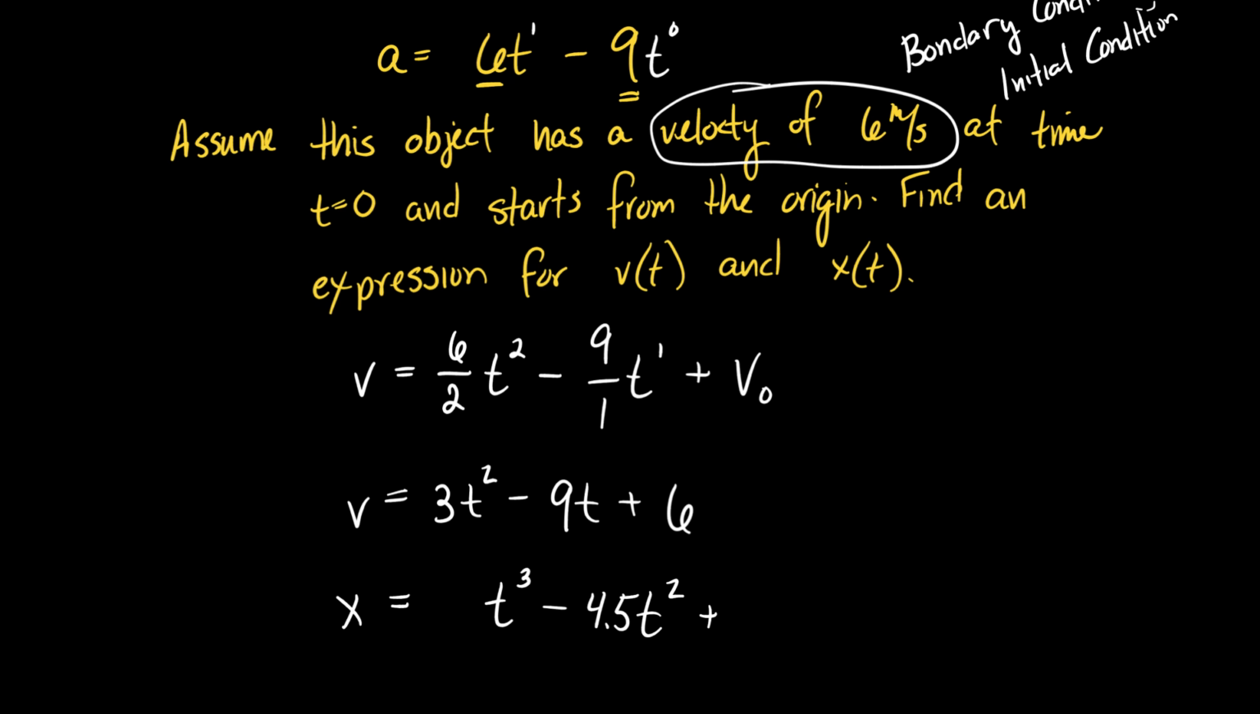Plus, there is no t on the 6. So it's implied that it's t to the 0 power. So that becomes t to the 1 power. And 6 divided by 1 is 6. Then I must put in a constant to represent my boundary condition. Where is the object at time equals 0? My problem, however, tells me that the object starts from the origin at time equals 0, suggesting x naught is 0.